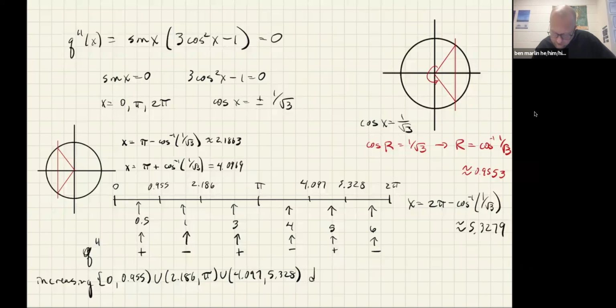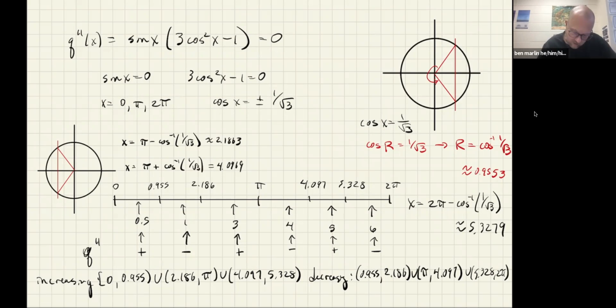All right, so decreasing. So that starts at the 0.955 and goes up to the 2.186. And then it stops being decreasing and it starts again at pi and it continues to the 4.097 and then stops decreasing and starts again at 5.328 and goes to 2 pi. And I should have had round brackets all along in these, and I had square ones, but I will fix that real quick.